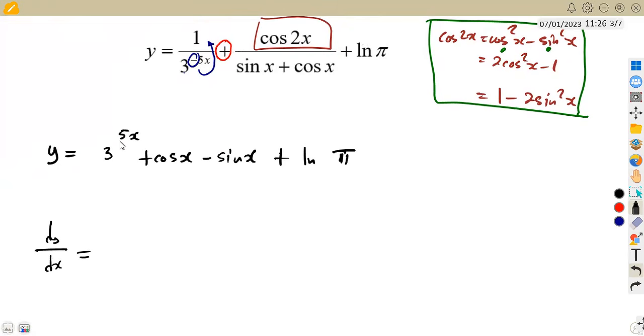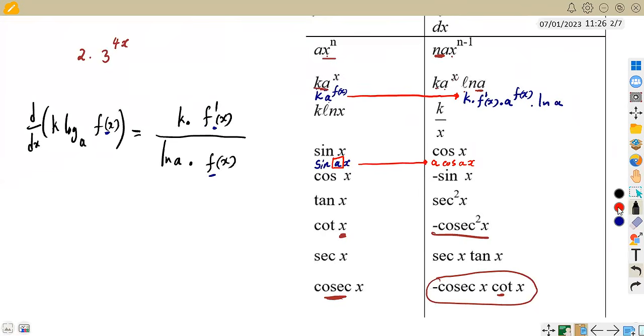So 3 to the exponent of 5x, we are back to that part. Remember what I was saying, if there is a 5 like this, it affects a lot. I want you to check on that presentation that we had here. We're saying if it is k times a to the exponent of f of x, it is going to be k times the first derivative times a to the exponent of f of x times ln of a. This is what we have in this case here.